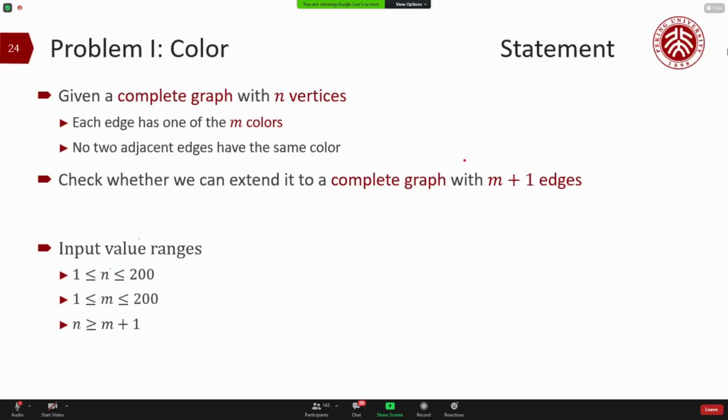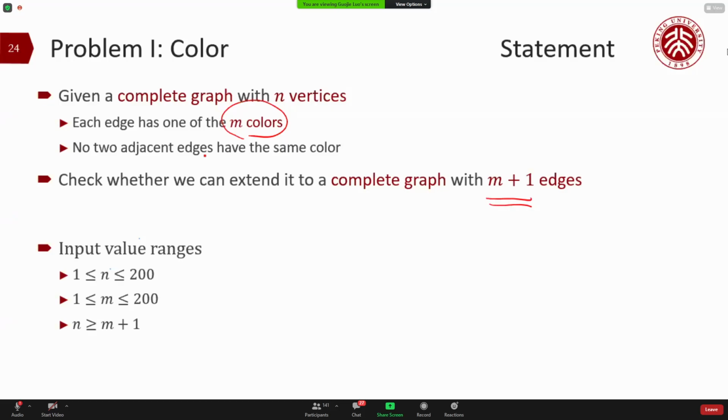Okay. So a legal coloring is that no adjacent edges have the same color, and we need to check whether we can extend a given complete graph to another complete graph with more edges. And because we only have m colors, the maximal complete graph only has m plus 1 vertices. And one minor detail you should pay attention to is that the input complete graph may not have a legal coloring.